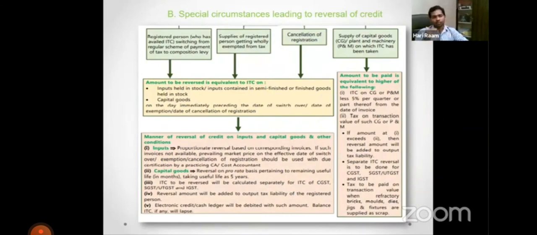Here inputs means in the proportion of reversal based on the corresponding invoices. If such invoices are not there, we can take the prevailing market price on the effective date of the cancellation or exemption. Cancellation of registration should be used on the due date of the certificate. Then capital goods, same provision, we have to reverse it on a pro rata basis. Lastly, when I supply the capital goods or plant and machinery, such ITC must be reversed.